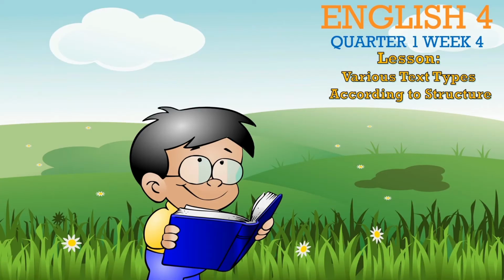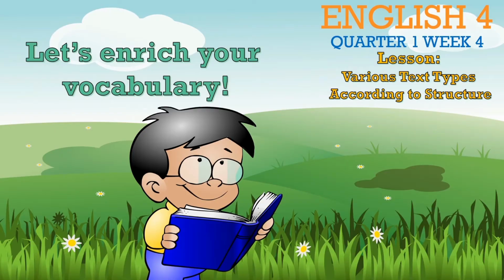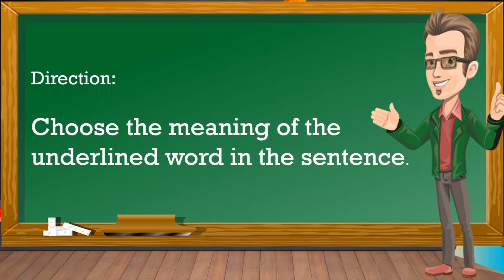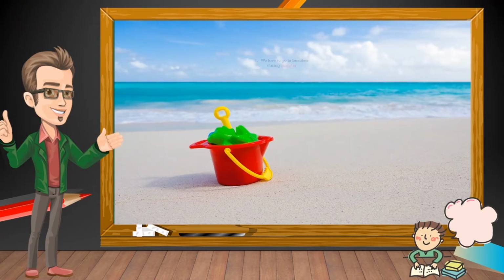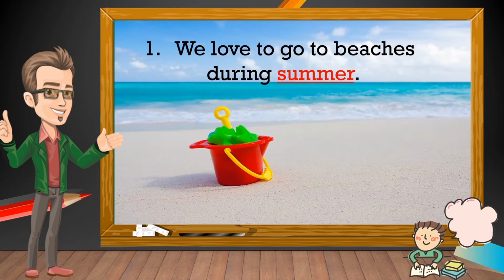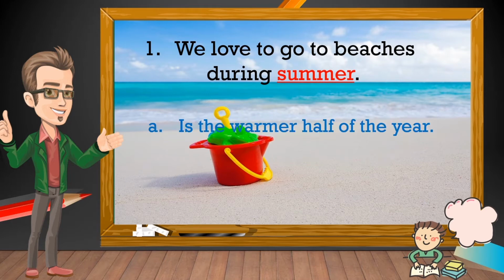Let's learn new words and enrich our vocabulary. Choose the meaning of the underlined word in the sentence. Number 1. We love to go to beaches during summer. What do you mean by summer? Letter A is the warmer half of the year. Letter B is the colder half of the year. What's your answer? Correct. It's the warmer half of the year.